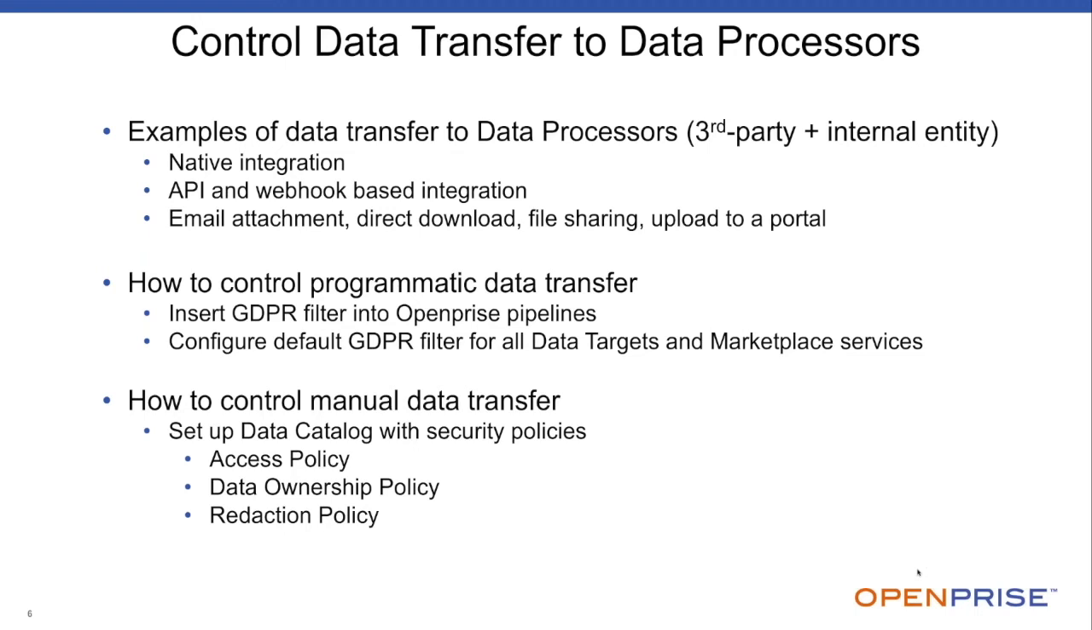All right. Again, there are two general categories: programmatic transfer and manual transfer. So how do you control the programmatic transfer using Openprise?